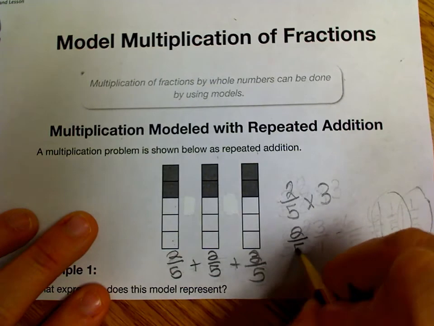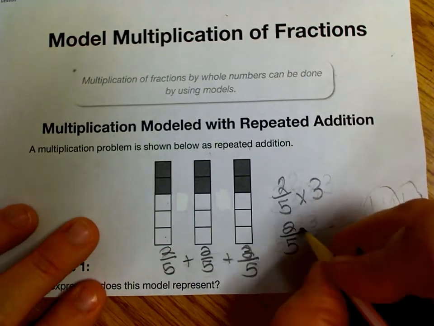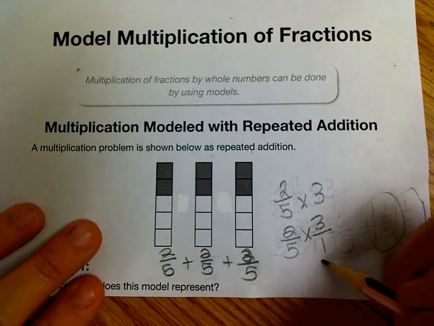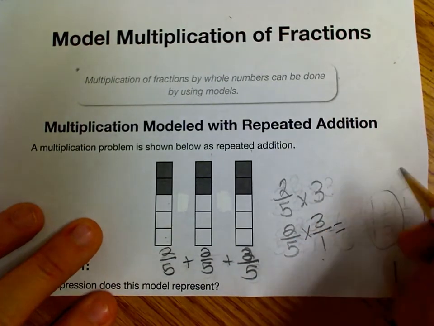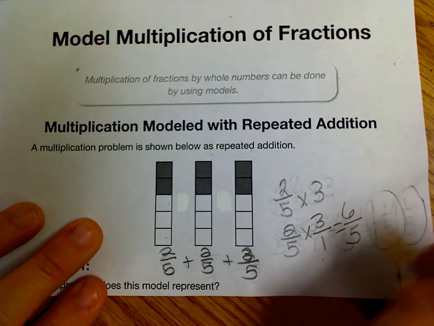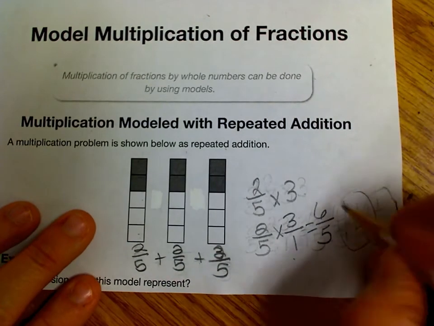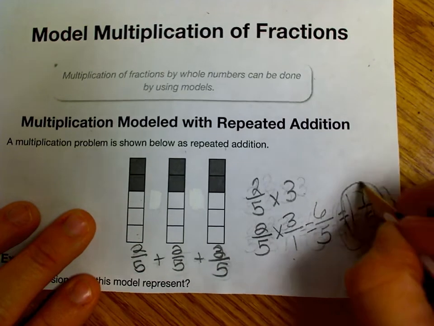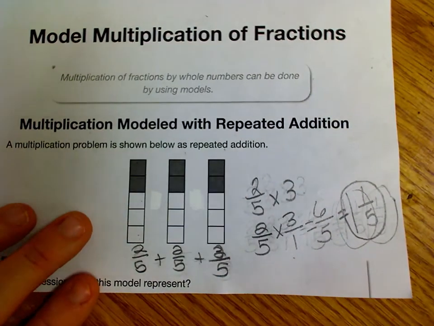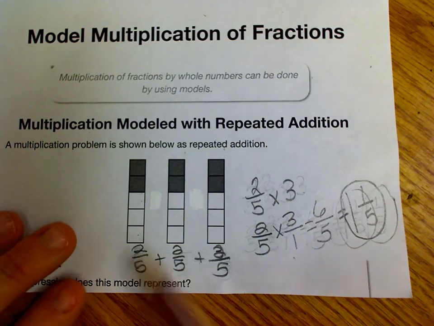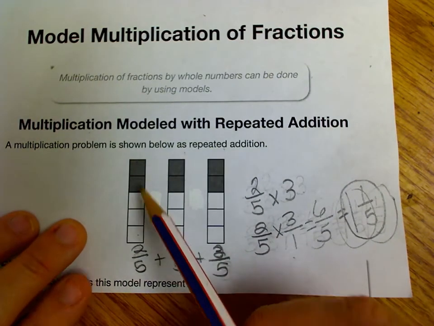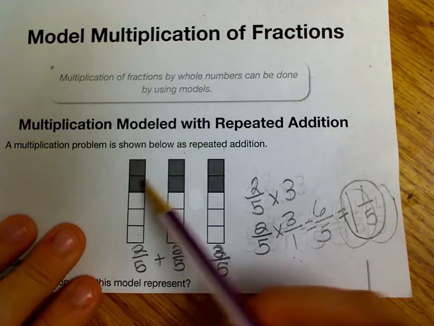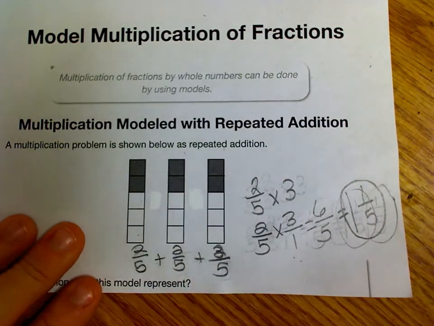And the way we've been solving that is to be sure and put the whole number over 1, because 3 equals 3 over 1. And then multiplying 2 times 3 is 6, and 5 times 1 is 5. And 6/5 equals 1 and 1/5. And that's just changing your improper fraction into a mixed number. So you have 2/5 3 times, which is 6/5. And you can count 1, 2, 3, 4, 5, 6/5.